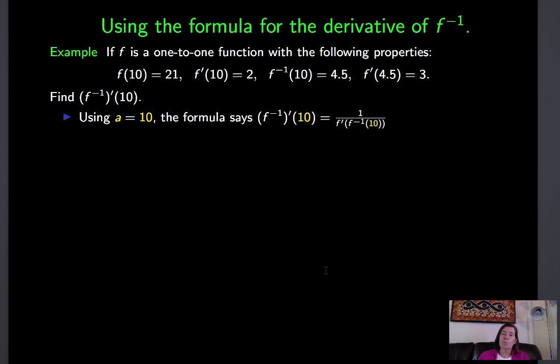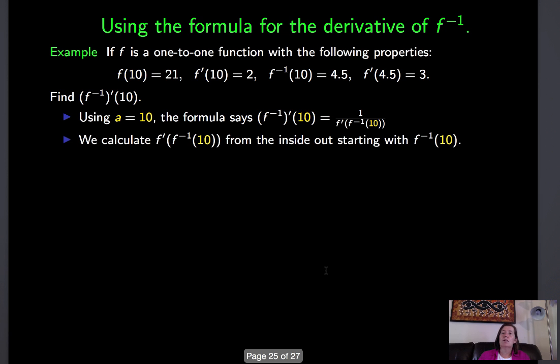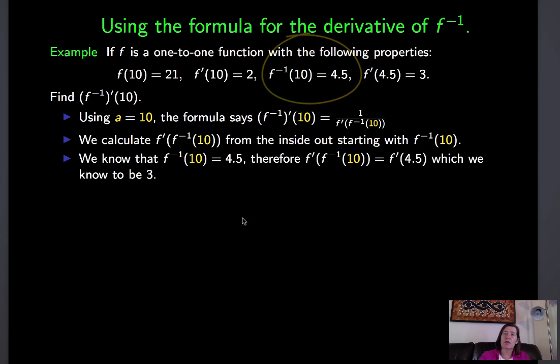Well, first step is to write down our formula for f inverse prime of 10. It's 1 over f prime of f inverse of 10. Then we fill things in from the inside out. So we start with f inverse of 10, and we actually have a value for this. If we look at the information that we know, f inverse of 10 is 4.5. I can plug that in here in the brackets, and now f prime of f inverse of 10 is f prime of 4.5.